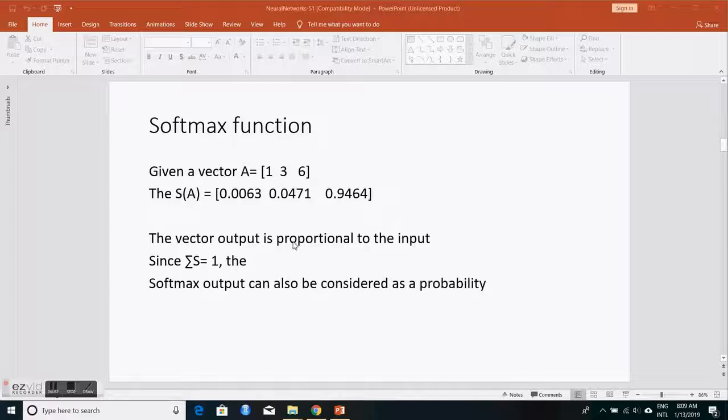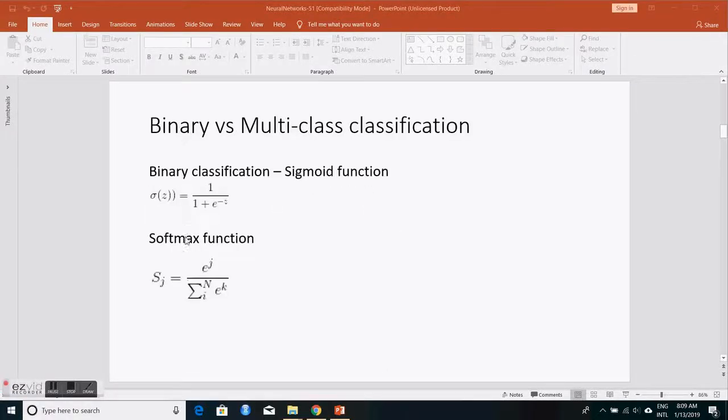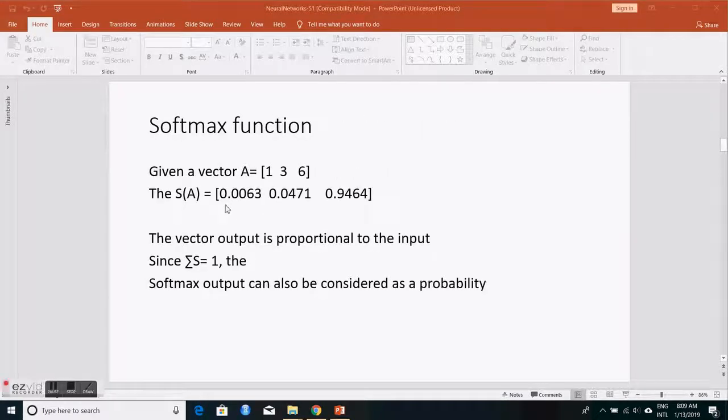So for example, if you take a vector a equal to 1, 3 and 6, and we take the softmax of this using this formula, you will get the values 0.0063, 0.0471 and 0.9464, and you will notice that these values are proportional to the actual values in the vector. So 6 is the largest, and you will find the softmax has the largest value there, and next is 3, which has a slightly smaller value, and 1 is the lowest, and it will be the smallest value in the softmax. The output is proportional to the input.